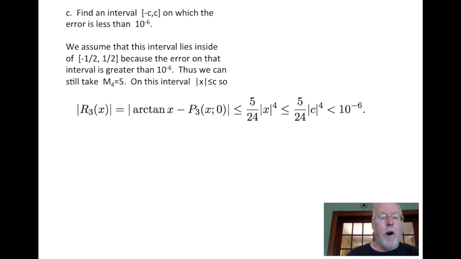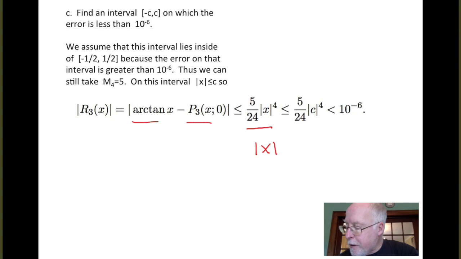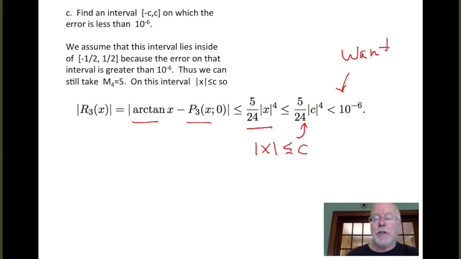So we want to look at, again, R3, the difference between the function arctangent and its third Taylor polynomial. We saw in the previous slide this was no bigger than 5/24 times the absolute value of x minus 0, to the fourth power. And now, in this application, we know that the x is going to be no bigger than this number c we want. And so whatever the error is on whatever interval we're working on, it'll be no bigger than 5/24 c to the fourth. And we want this to be less than 10 to the minus 6th. So we're going to pick a c so that happens.